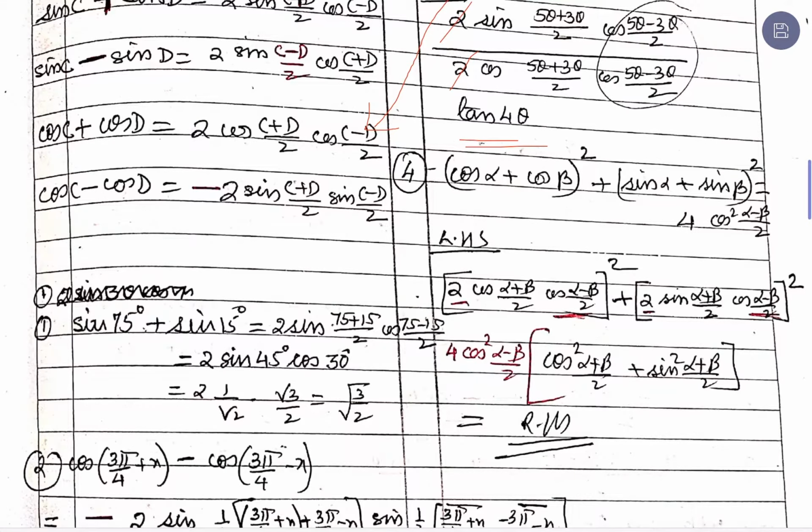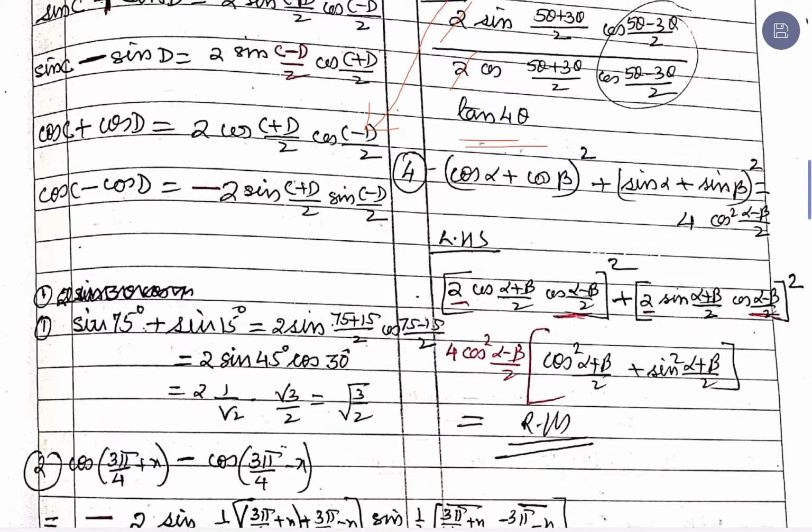Likewise the next question: (cos alpha plus cos beta) whole square plus (sine alpha plus sine beta) whole square is equal to 4 times an expression. Now how should we read this expression? The way you read it will make it easier for you to identify the formula that is to be taken up for it.